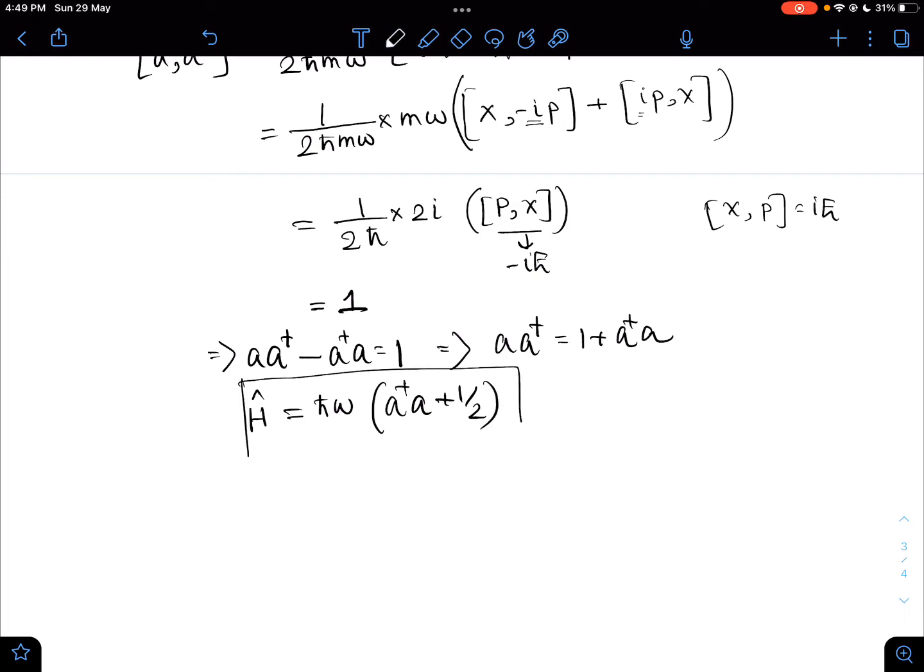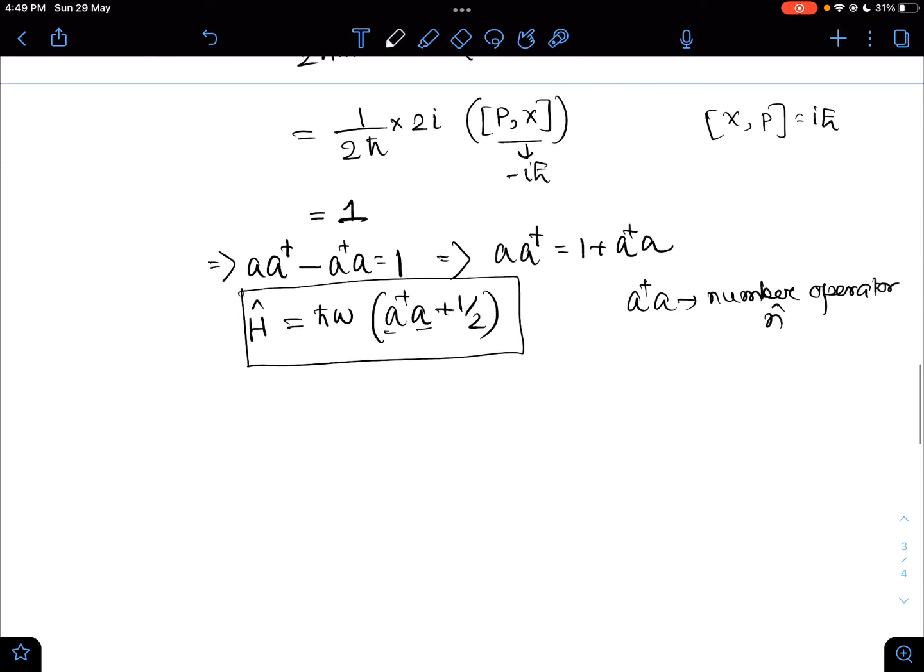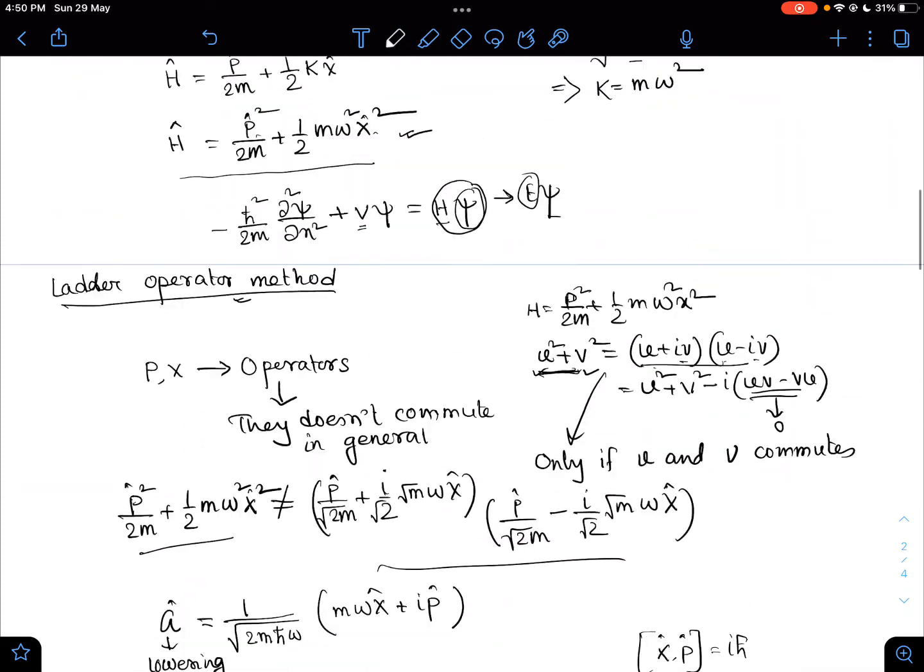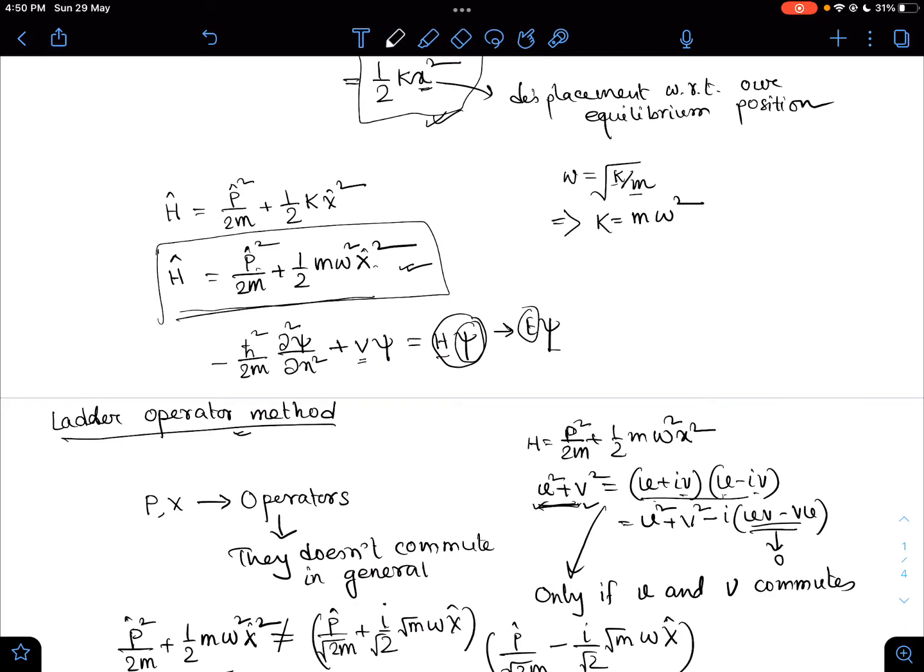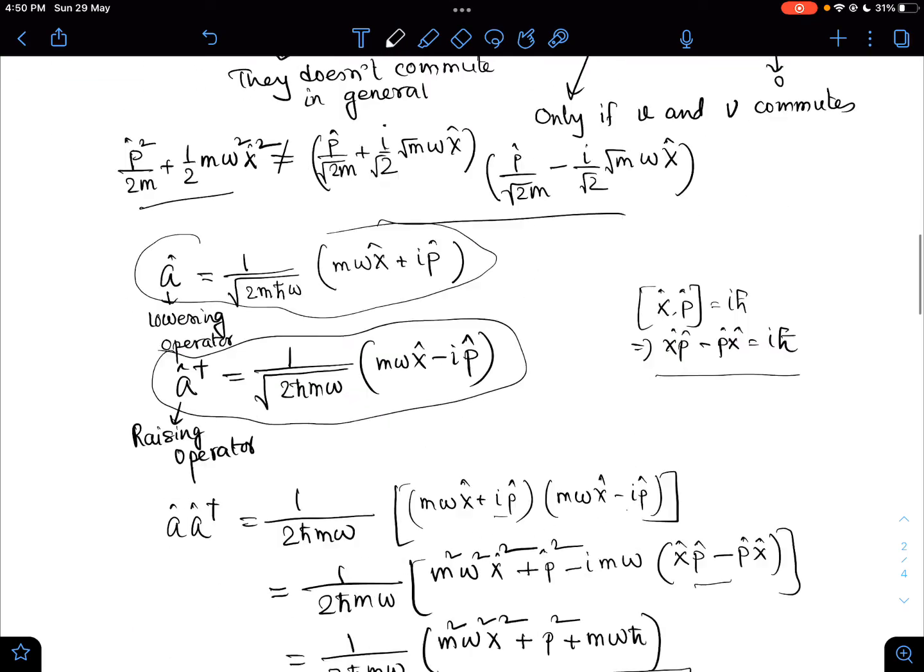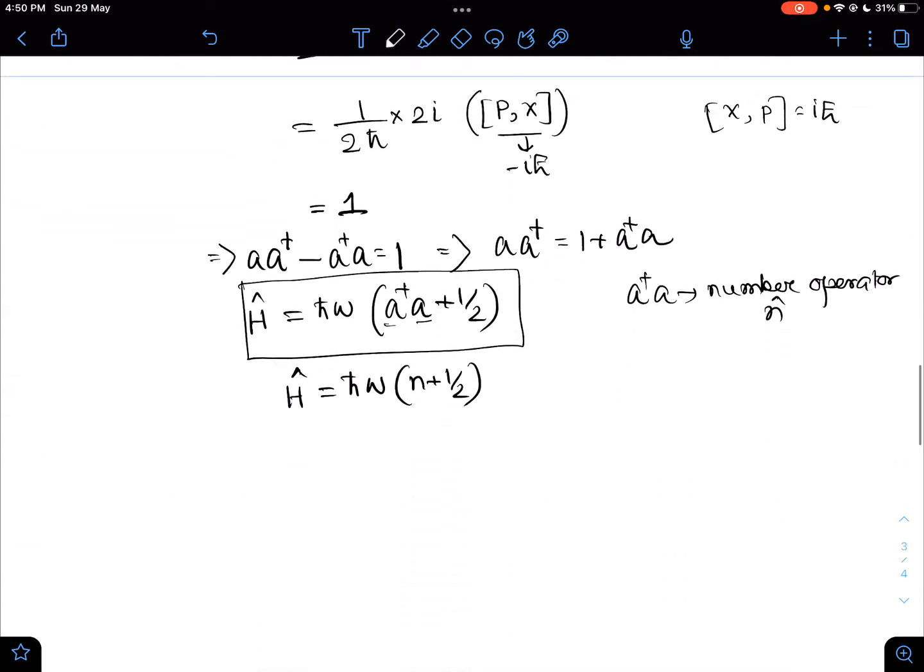So this is our Hamiltonian in terms of the raising and lowering operators, and this A Dagger A is represented as the number operator, or n. So why this? It will be clear in a few minutes. So ultimately the Hamiltonian we have is n plus half. So we can write our quantum harmonic oscillator Hamiltonian, if we represent it in terms of raising and lowering operators, to be of this form.